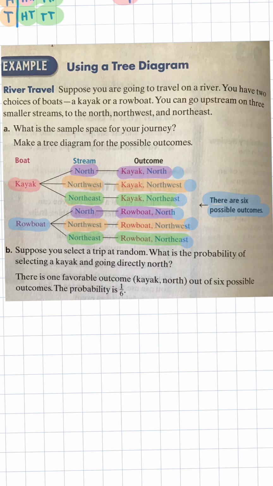So suppose you select a trip at random. What is the probability of selecting a kayak going directly north? Well, there's only one option, that is a kayak going north. So therefore, it's going to be 1 out of the 6 options. So the probability is 1/6.